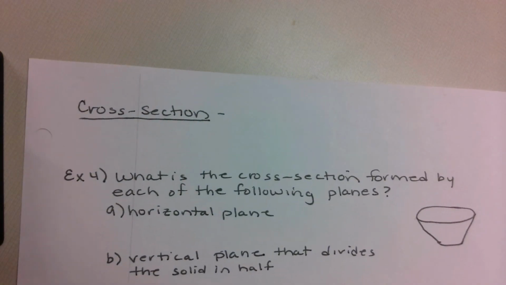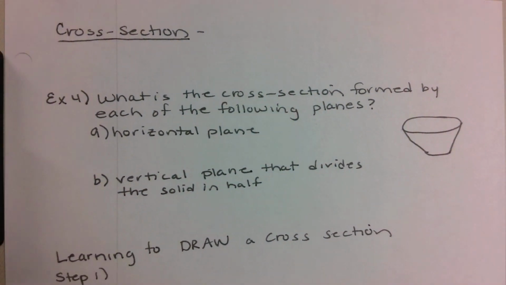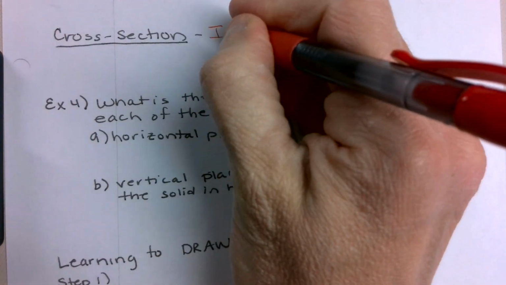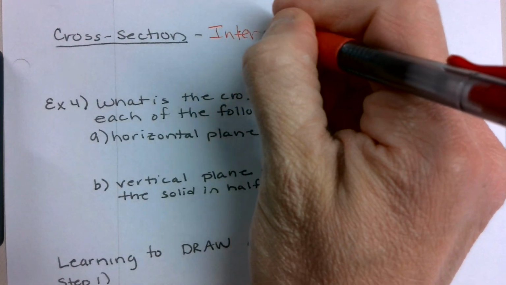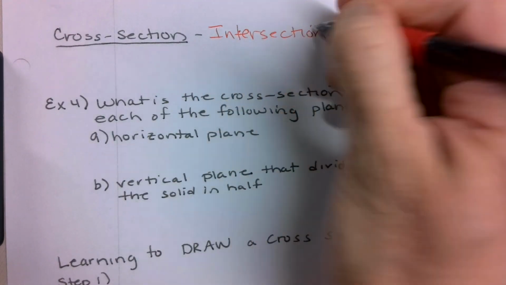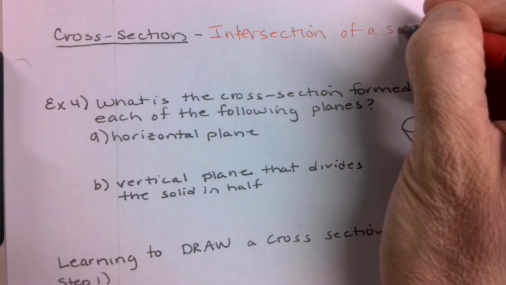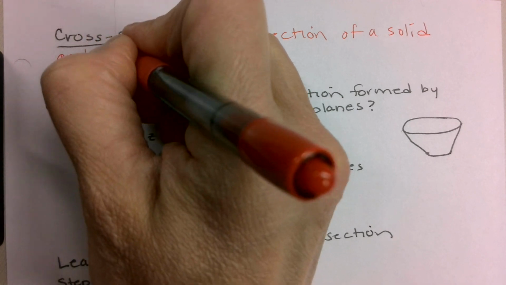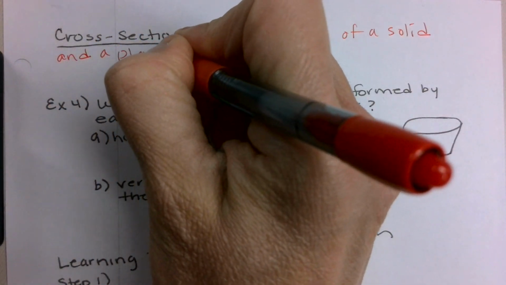All right, so let's move on. We are going to move on and talk about what a cross section is. Keep your books open, because at the bottom of page 690, they're showing much better than me what we're talking about with cross sections. A cross section is an intersection of a solid and a plane. So it's like them crossing.